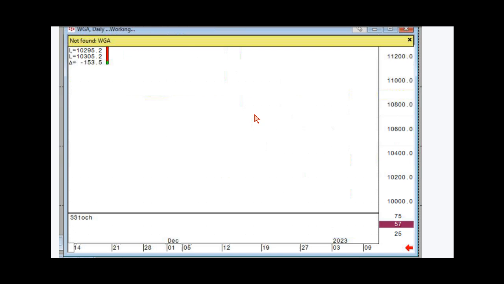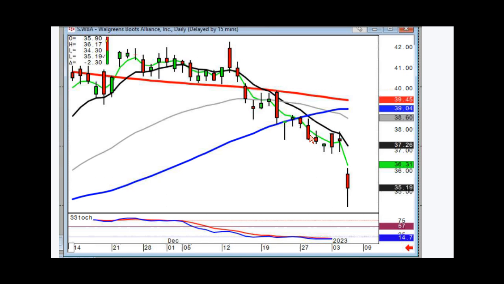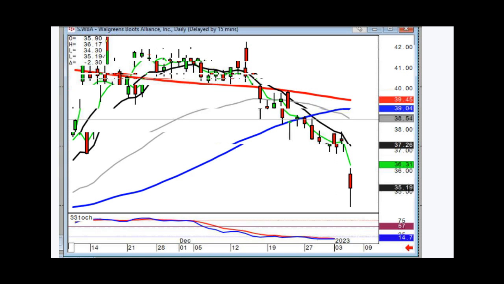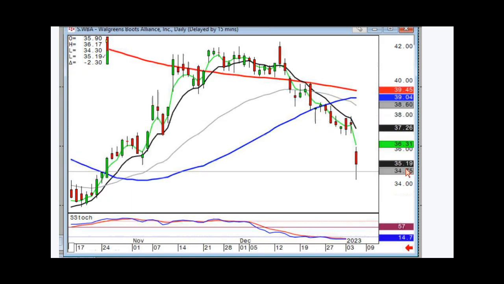Oh, for crying out loud, why does that not come up here? Did I hit the wrong symbol? Things like this tell us, whoops, there's probably a lot more downside to this one.